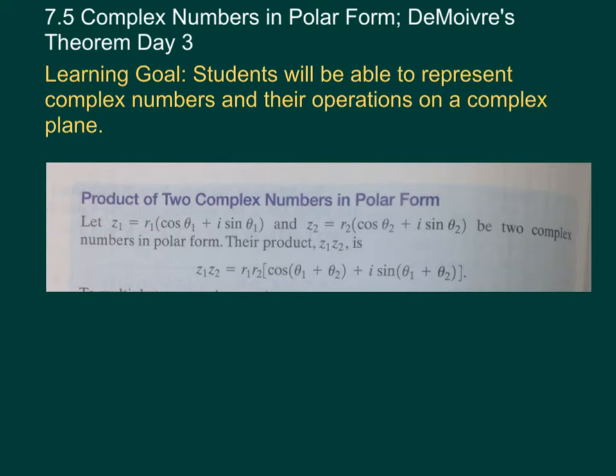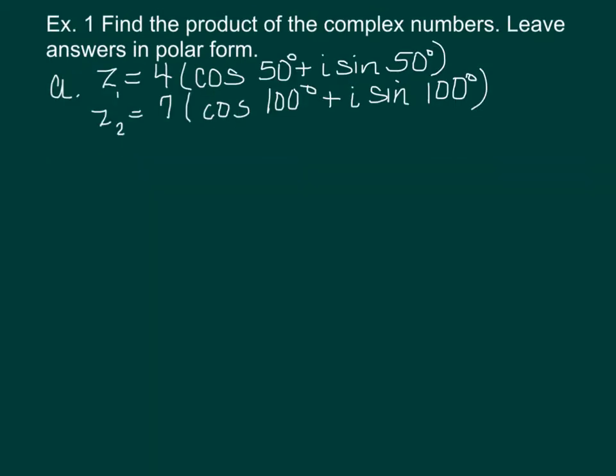We're going to let the two numbers be represented by Z1 and Z2. In order to find the product of Z1 times Z2, and let me just point out this is the polar form, you're going to take R1 times R2. And then on the inside, you're going to do cosine of theta 1 plus theta 2, plus I sine of theta 1 plus theta 2. And you're going to leave your answer in polar form. So let's apply the formula.